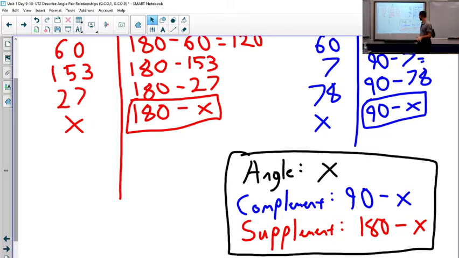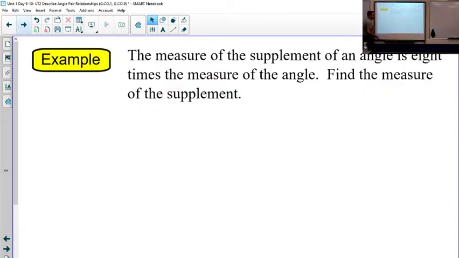Same idea here. As soon as you see complement, your brain should cue into 90 minus x. That's what I'm going to write in my equation. So let's take a look at one of these. The first thing we want to look for is where our equals sign is going to go. That's going to be our first step: figuring out where the equals sign goes.